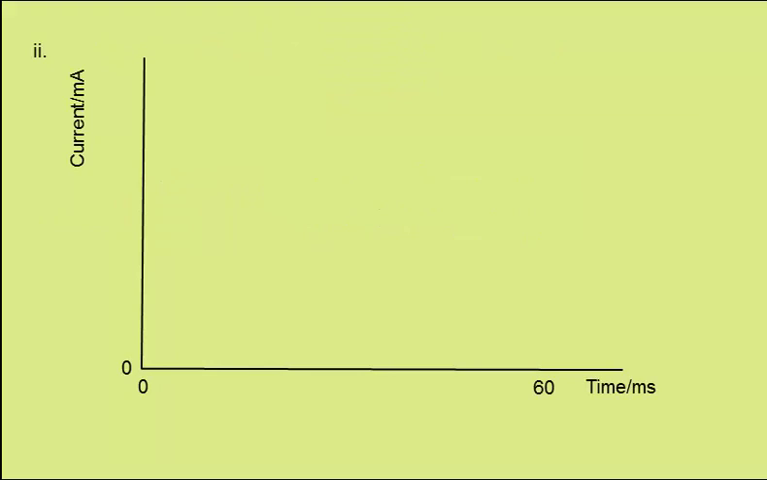In part 2, we need to sketch a graph on the outline axes to show how the current varies with time as the capacitor is charged. We need to mark the maximum value of the current on the graph. Well, the current will start at a maximum of 0.88 milliamps, and it will drop something like this, reaching 0 at around 60 milliseconds.